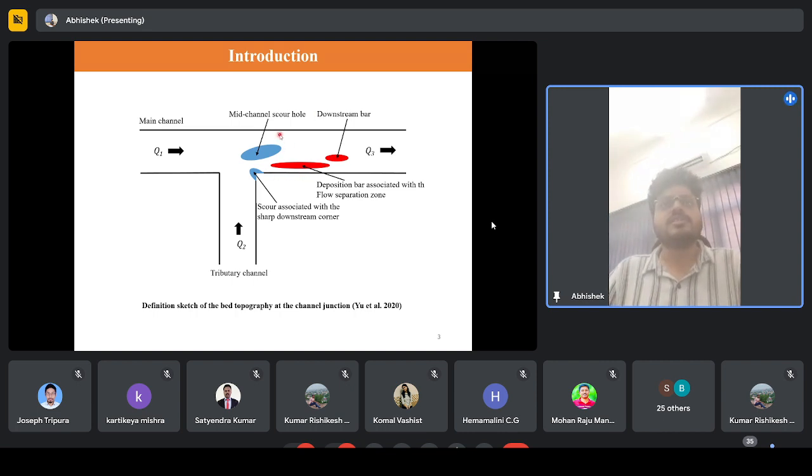So this is from the experimental setup. The experiment results are from Yu et al. They have conducted experiments and they have generalized the flow features and the bed features at the junction. Having said this, now we'll move towards the numerical model that we will try to employ for reproducing the bed feature at junction.